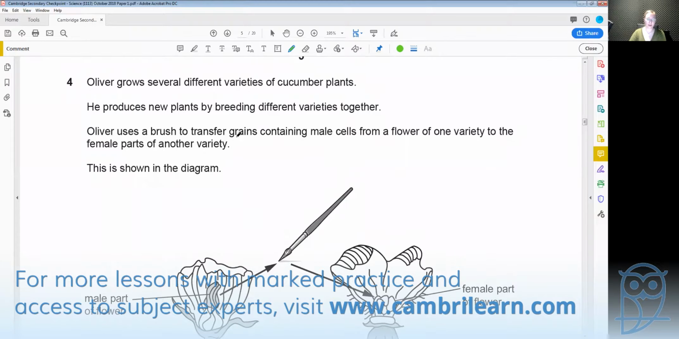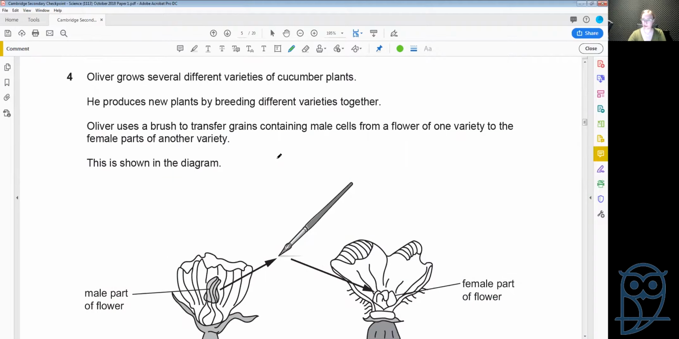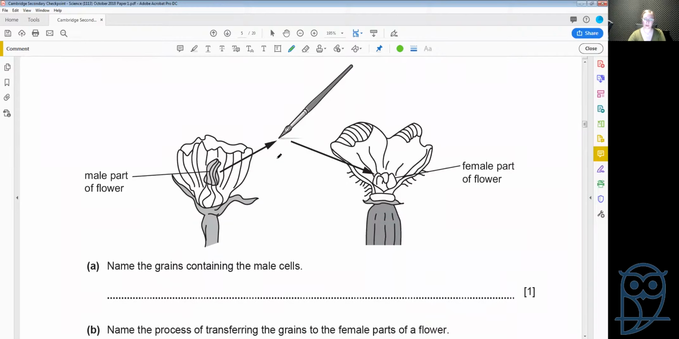He uses a brush to transfer grains containing the male cells from a flower of one variety to the female parts of another variety. So he's busy crossbreeding different varieties of cucumber. Name the grains containing the male cells. So this is pollen grains.